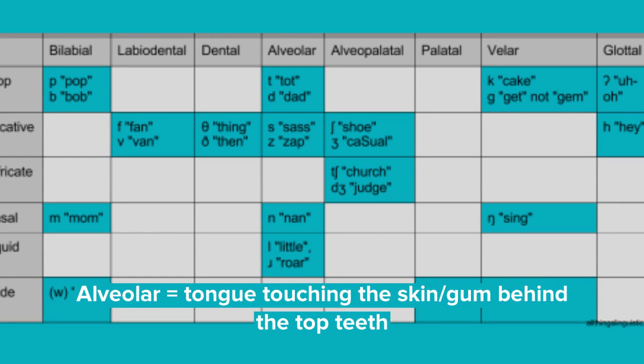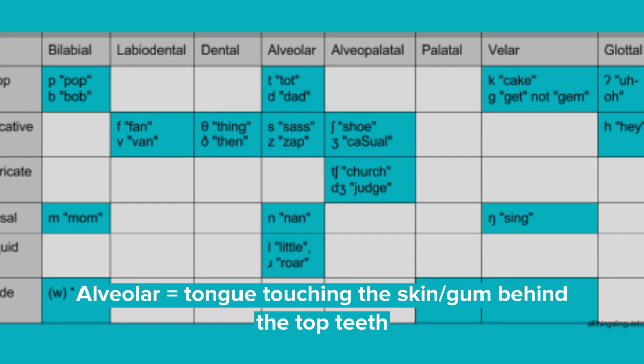As you can see, there are a lot of sounds that use the tongue and the alveolar ridge. This is the part of skin or gum behind your top teeth. So these have a voiced and voiceless sound, like tot and dad, sass and zap, nan, little, and roar.